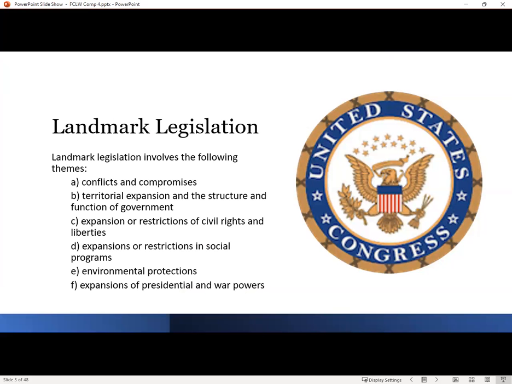A landmark legislation is one that involves the following themes: conflicts and compromises, territorial expansion and the structure and function of government, expansion or restrictions of civil rights or liberties. Notice expansion or restrictions. Expansions or restrictions in social programs, environmental protections, expansions of presidential and war powers.